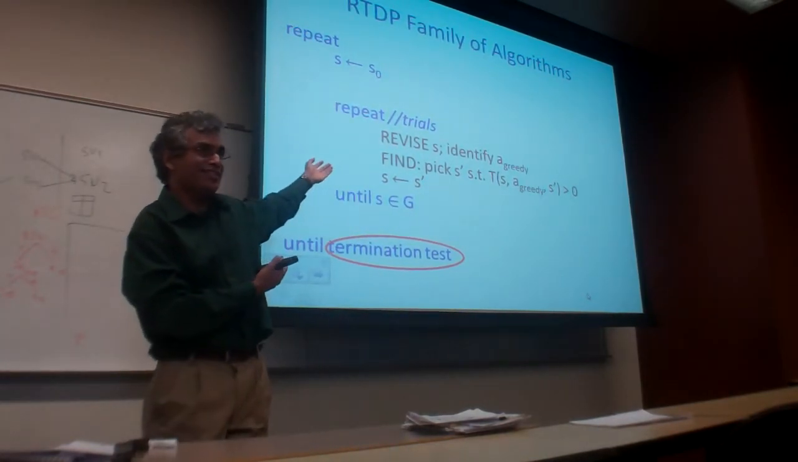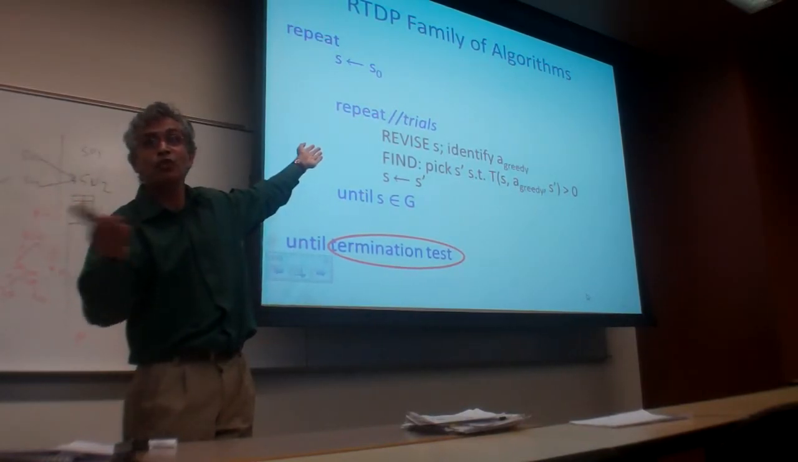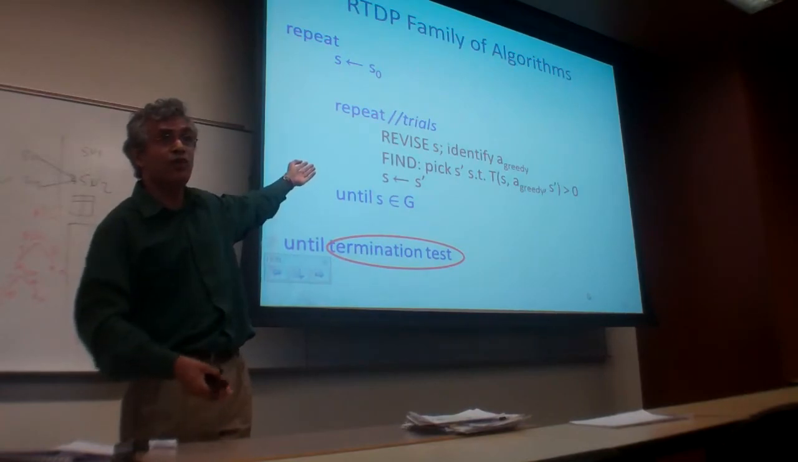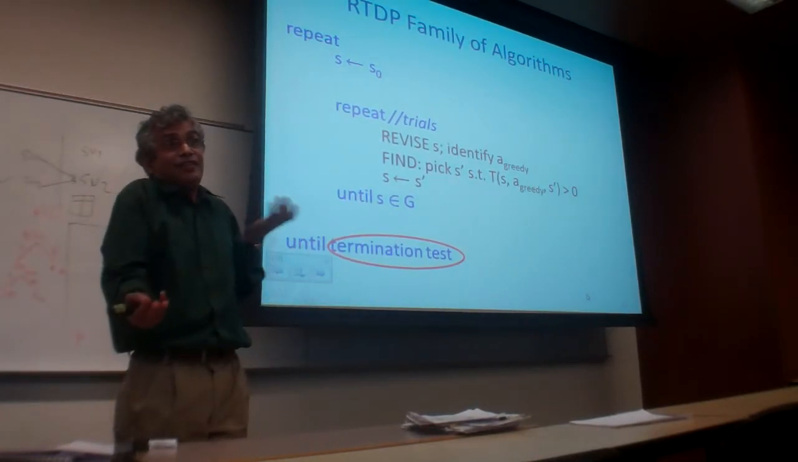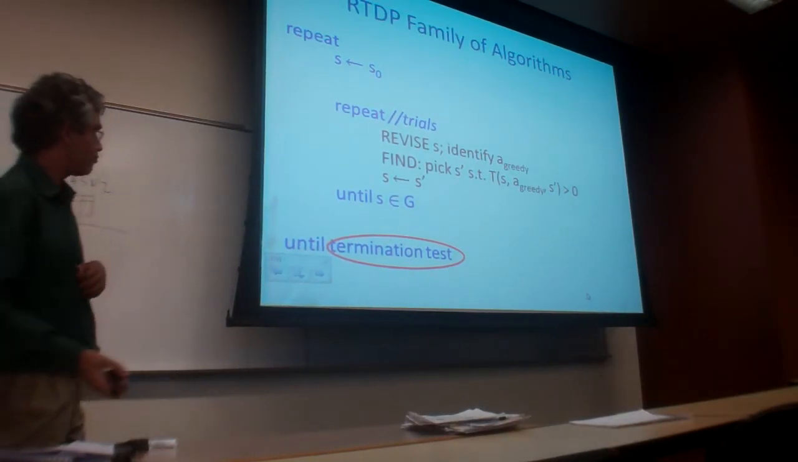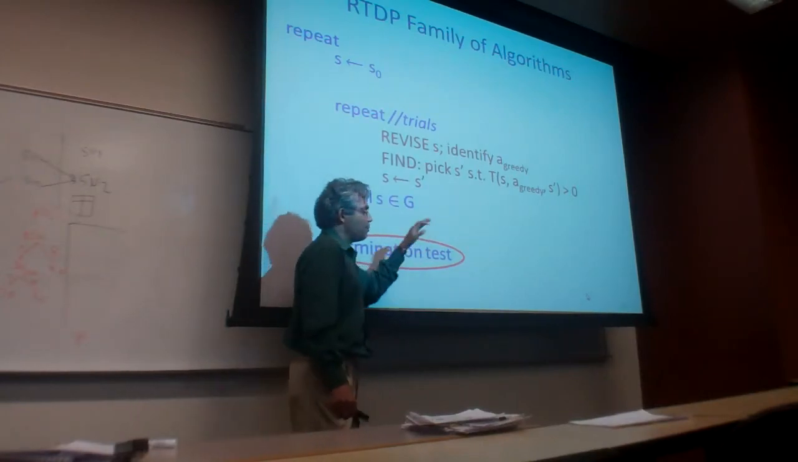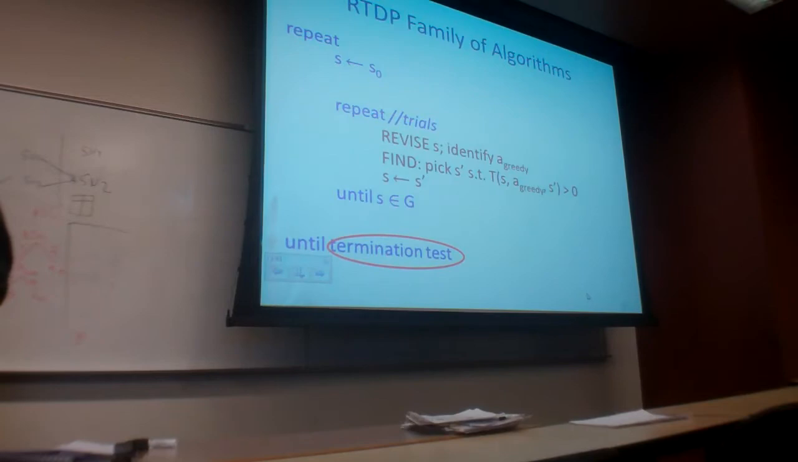First of all, you notice this is not a particularly hard algorithm to write on top of what you already have. So you can actually, with a couple of lines of code, throw in RTDP on top of value iteration and see which one works better if you know the initial state. Okay? Now, until some termination test. Normally, there is no termination test until you get sick and tired of it.